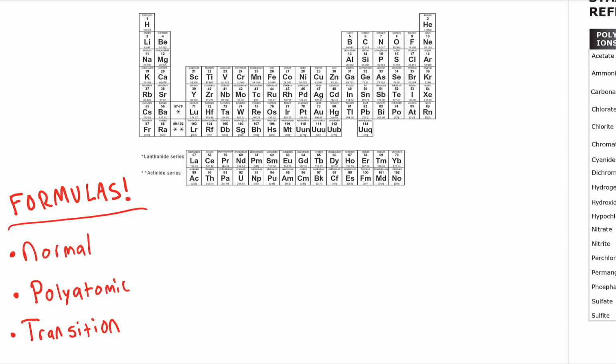Okay, so now I'm going to tell you about how to find the formulas of the combinations of normal ions, polyatomic ions, and transition metal ions. Normal ones are pretty easy. The goal of any particular formula, the idea, is that you cancel out all the charges so that the compound ends up neutral. The way that you do that can vary. So I'll show you two ways to do a normal one.